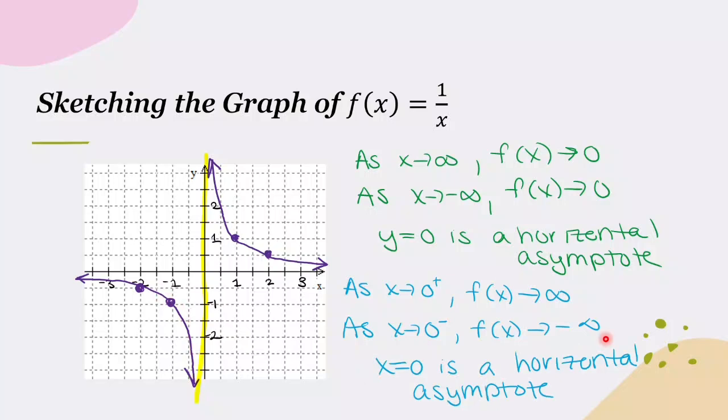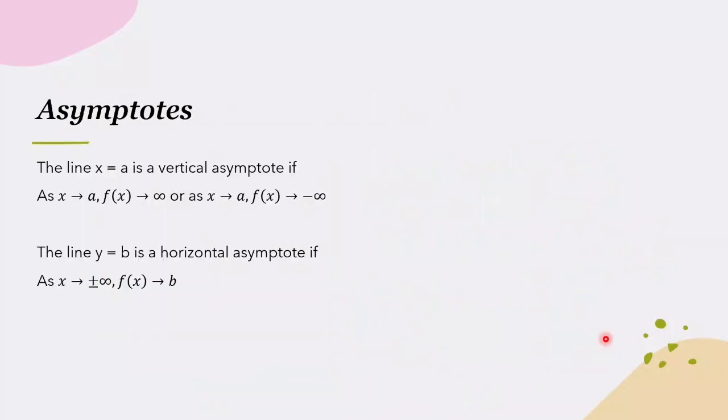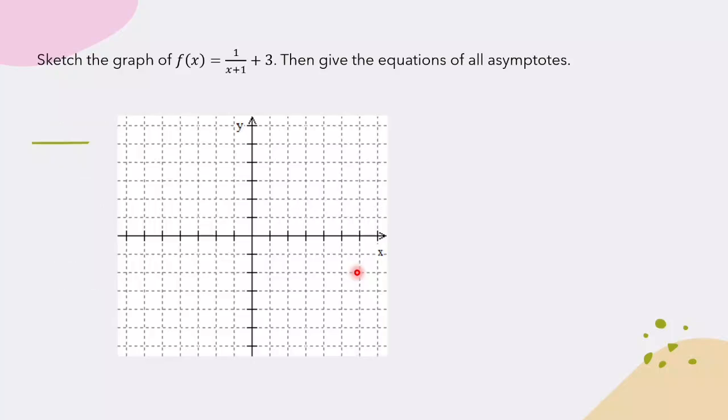So many rational functions are going to have asymptotes. And so just to summarize, we say that we have a vertical asymptote if as our x values approach that number, our y values go either to infinity or negative infinity. We have a horizontal asymptote if as our x values go to plus or minus infinity, our y values go to that value. So these are more formal definitions of asymptotes, but let's take a look at another example and see if we can graph and identify our asymptotes.